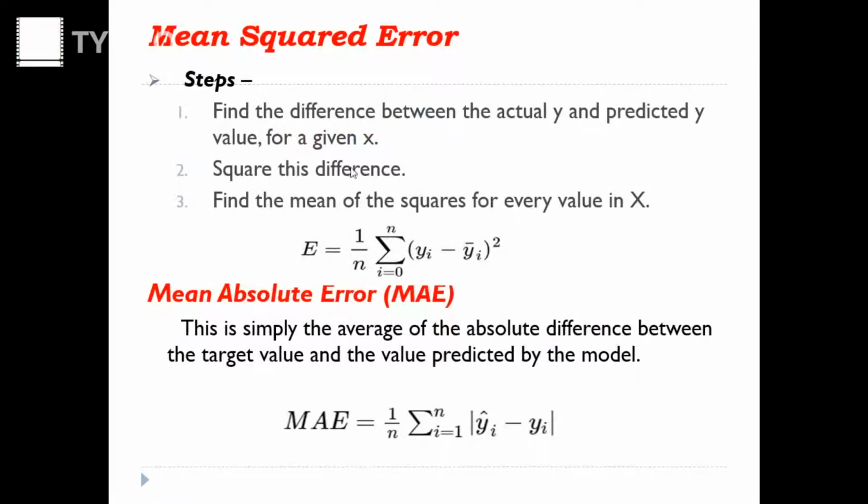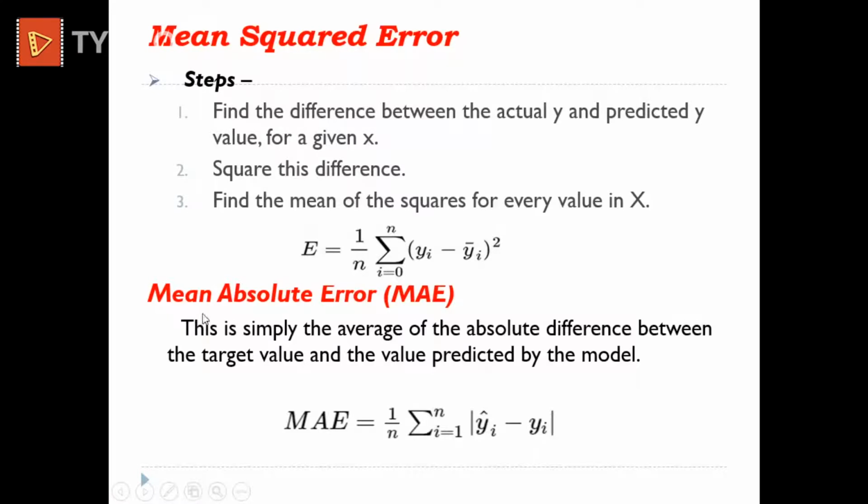We'll first see the mean squared error. There are three steps to calculate the mean squared error. First, we find the difference between the actual y value and the predicted y value for a given point x. Then we square these differences, and then we find the mean of the squares for every value in x. That is, we add up the squares for all the values and then divide by the number of data points. This is how the mean squared error can be calculated easily.